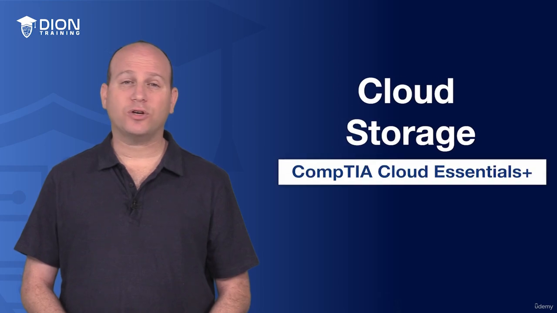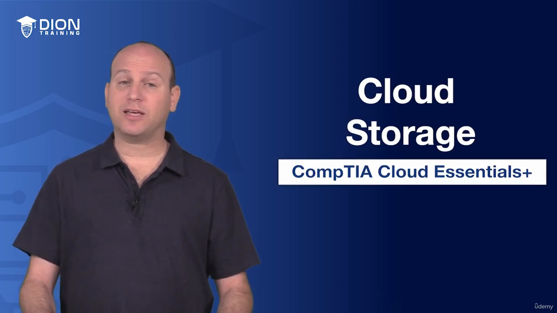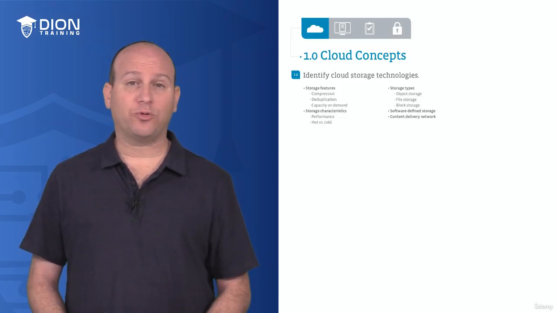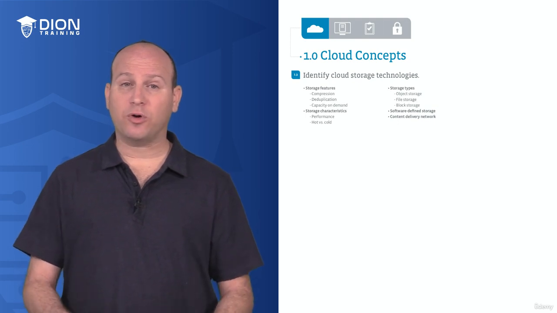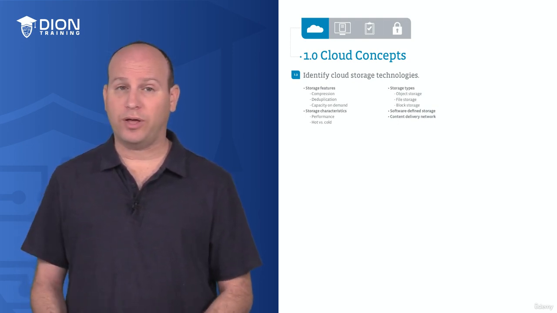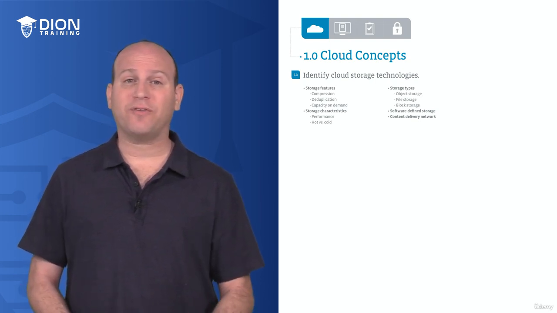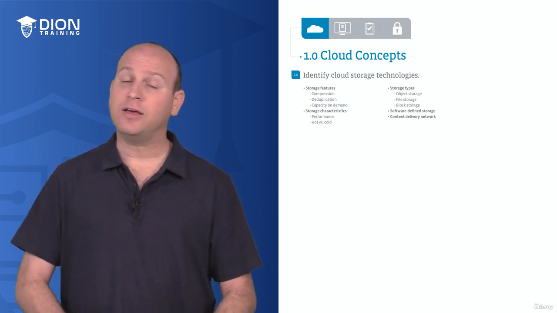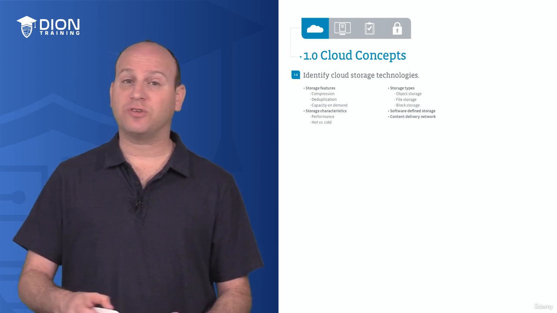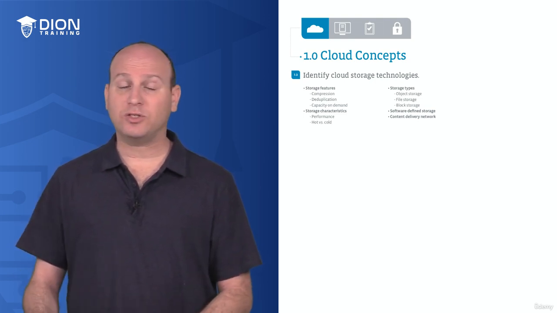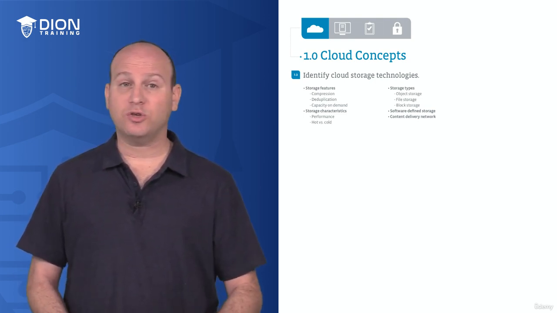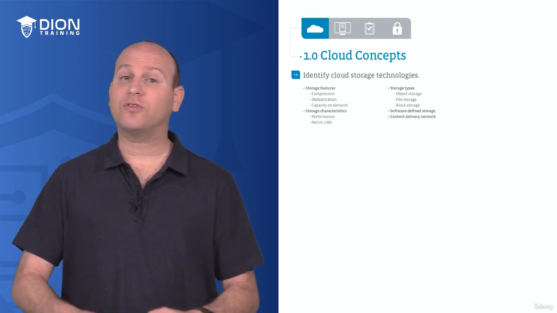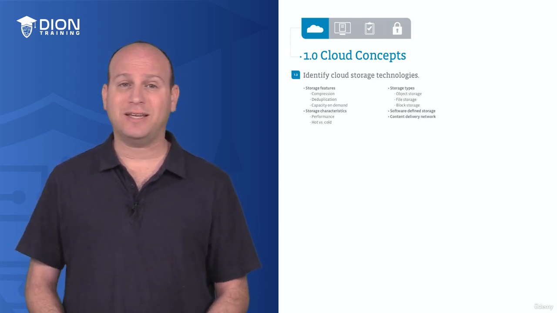In this section of the course, we're going to cover the basic principles and concepts of cloud storage. As we go through this section, we're going to have a singular focus on Domain 1, Cloud Concepts, and specifically Objective 1.3. This objective states that you must be able to identify cloud storage technologies and, specifically, it lists out the features of cloud storage, the characteristics of cloud storage, the types of cloud storage, the use of software-defined storage, and the use of content delivery networks, which are known as CDNs.